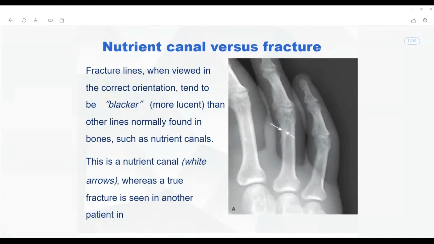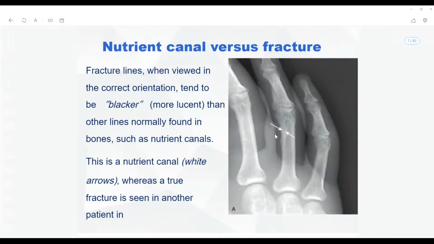Okay, it is a nutrient canal. You have to understand one thing: every long bone has some kind of arrangement of a nutrient canal. You should know the distribution of the nutrient canal, but still, generally, you can misdiagnose this. So how can I recognize it and differentiate it from a fracture?